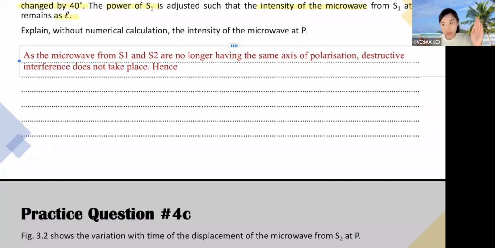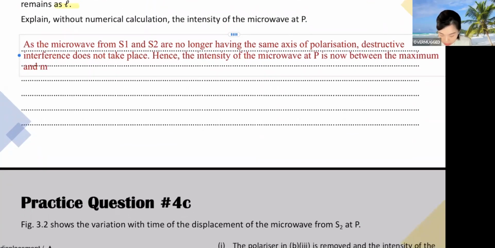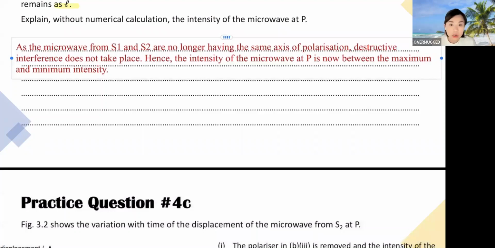So you won't have one wave that is going up and then the other wave that is going down to balance each other. Even if destructive interference takes place, there will be a little part of your graph that has little resultant amplitude. That's why they say destructive interference does not take place, and hence the waves don't cancel out. So therefore, the intensity of the microwave at P is now between the maximum and minimum intensity. Okay, hopefully you all understand this part.